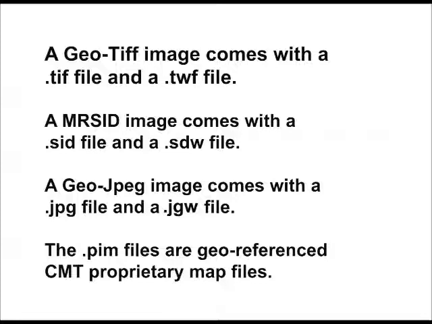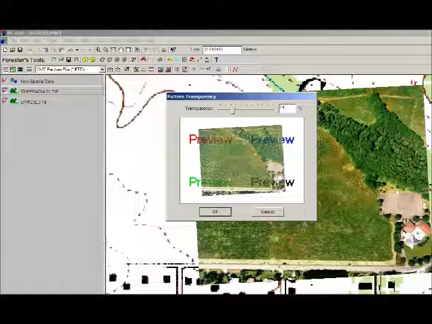Is there a way to adjust the opacity of a background layer so I can see another background layer beneath it? Yes. When you double-click on a loaded background image, at the top you will see a transparency slide bar. The transparency increases when you slide toward the right side.